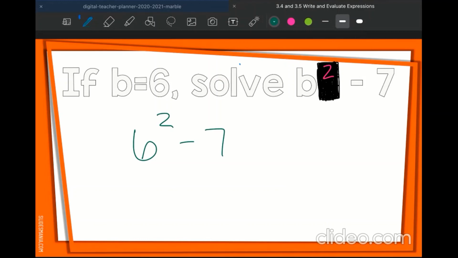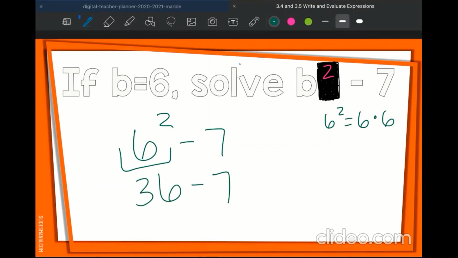Parentheses? Do I have any parentheses? No. What else does my Aunt Sally tell me? Exponents. Do I have any exponents? Yes, I do. What is 6 squared? 36. Remember, 6 squared tells me to do 6 2 times. So that would be 36 minus 7, which is, Eduardo, 29.